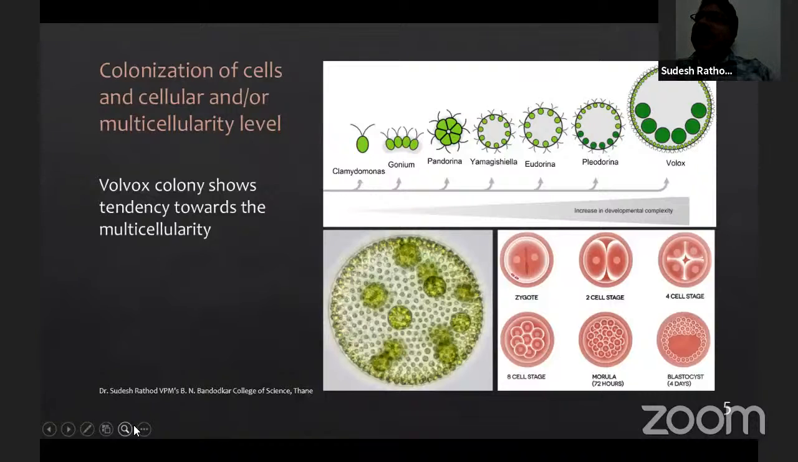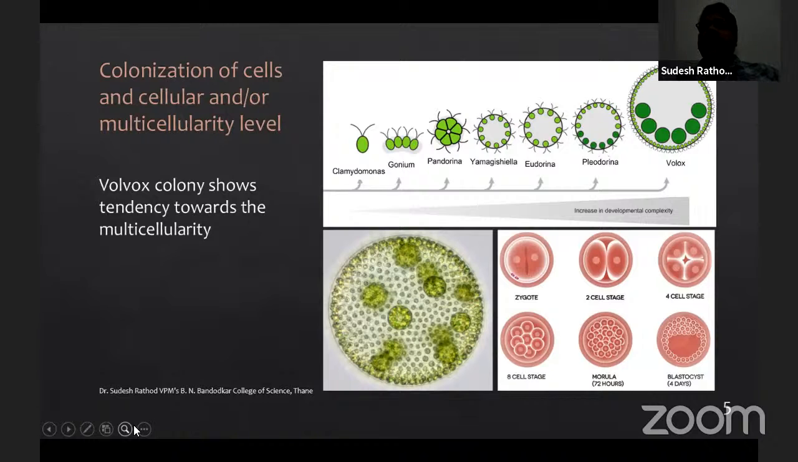These Volvox can beat their flagella in a coordinated manner, and this colony can roll on the surface of water very easily from one place to another. So that is how they become more efficient, protected, and assured of survival. Because of that, colonization was the first attempt in these protozoans, who first tended towards becoming multicellular. And this is how this colony shows.